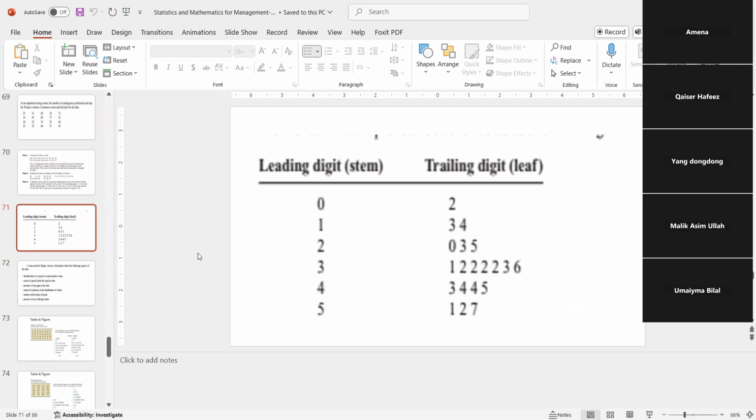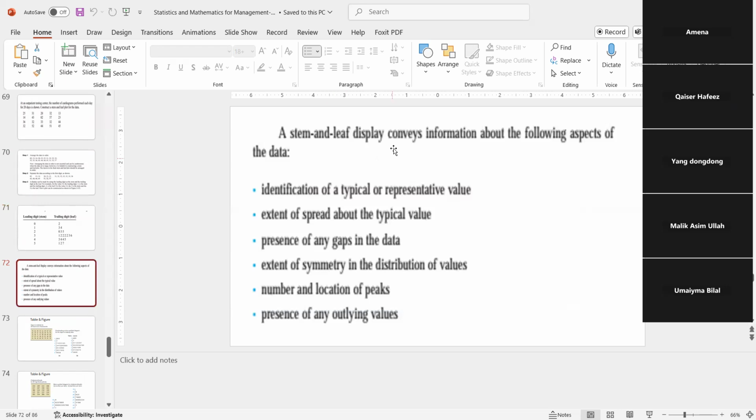Look here, for this case we can identify what things we can see here. हमने कहा कि हम 5 थिंग्स आइडेंटिफाई करते हैं. क्या 5 थिंग्स आइडेंटिफाई कर सकते हैं from the stem and leaf chart? We use them to identify the typical or representative value.